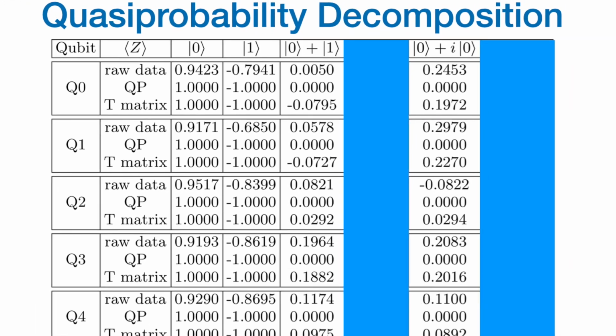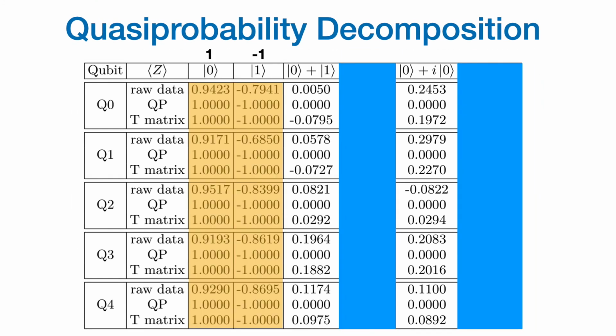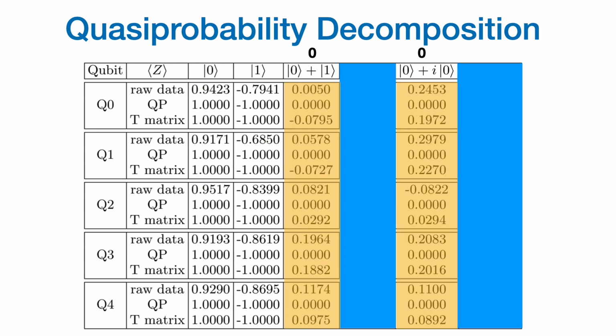So let's check the results. It looks quite good. For classical states, the expectation should be 1 or -1. Both methods can correct to perfect. For pole states, quasi-probability decomposition still works perfect, but not for transition matrix. This is very reasonable. Quasi-probability decomposition takes in more error information than transition matrix. Actually, it did see those two pole states.